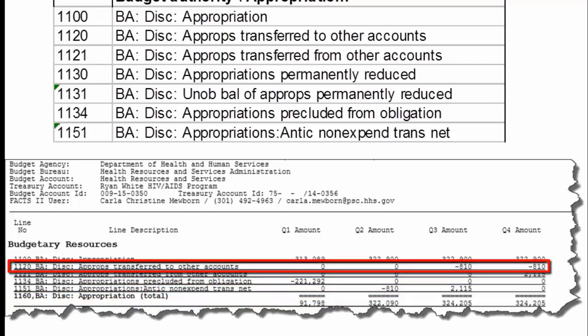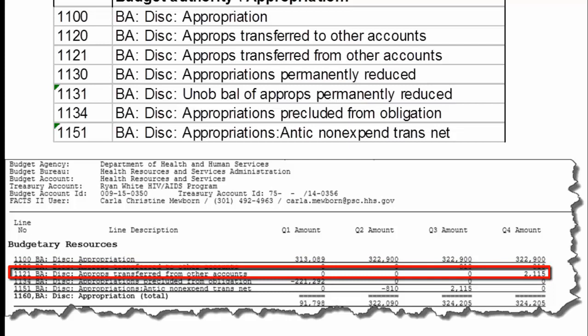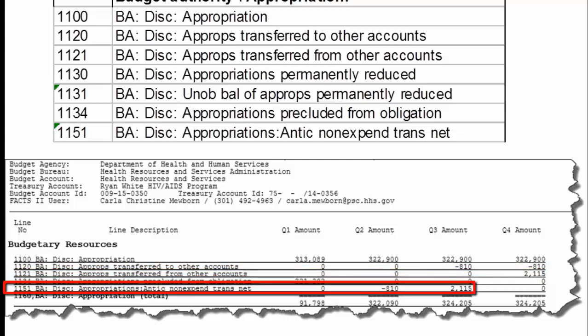Line 1120 reflects a transfer out of $810,000, and line 1121 reflects a transfer in of $2.1 million. Note the anticipated transfer on line 1151 and the change in status between Q3 and Q4.